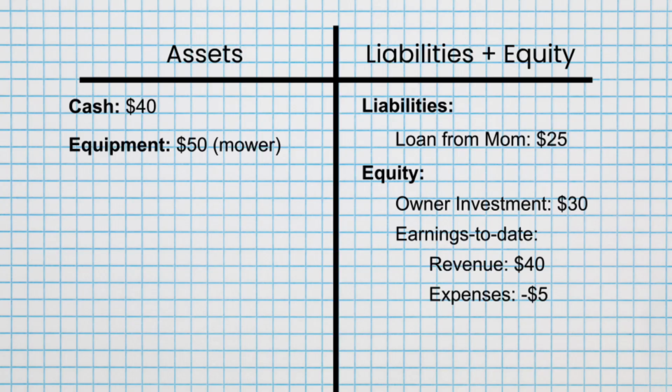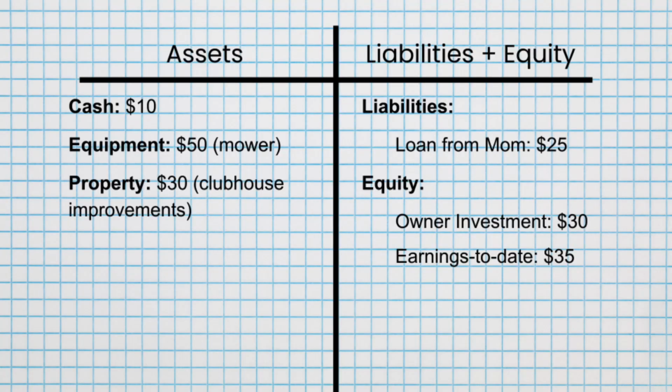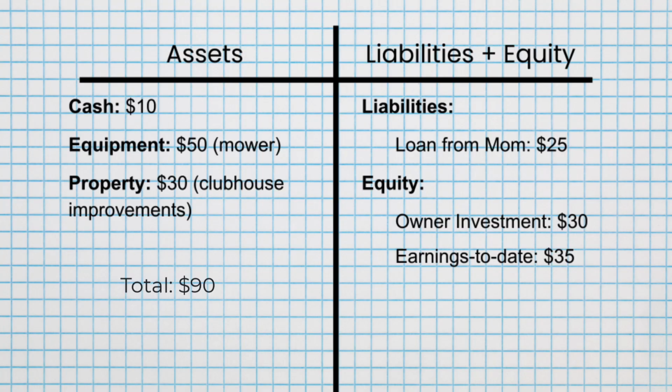Let's run it on the scorecard so it's crystal clear. They spend $30 cash, so cash goes from $40 to $10, but that $30 doesn't disappear. It moves into a new asset called clubhouse improvements, a form of property, for an asset of $30. Now recalculate. We have assets, cash with $10, mower worth $50, the clubhouse worth $30, for total assets of $90. For liabilities, we still have a $25 loan from mom, and equity still $65. Nothing has changed in total profit yet. Liabilities plus equity equals 25 plus 65 for a total of 90.